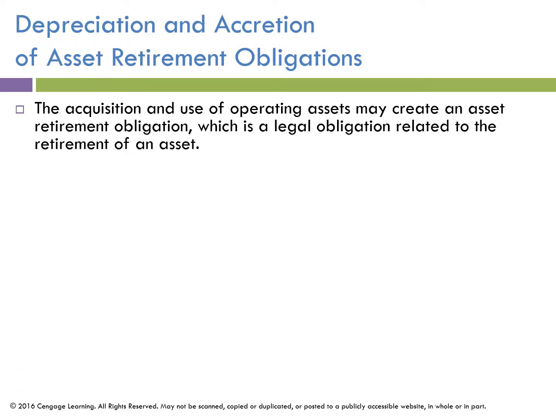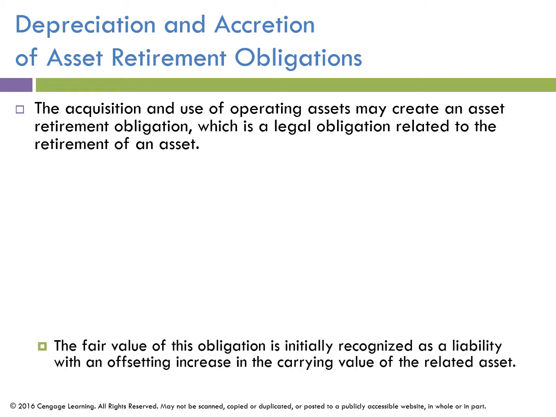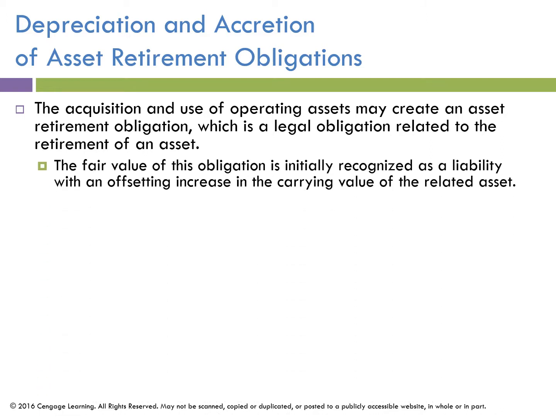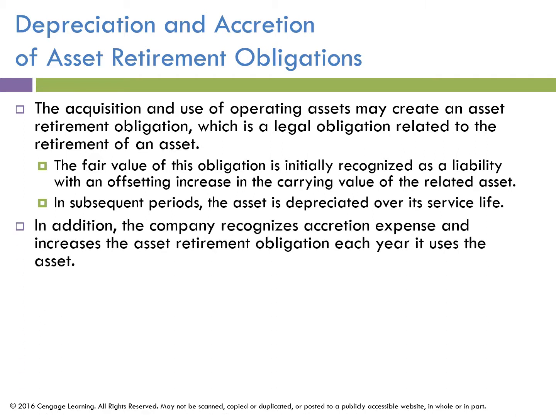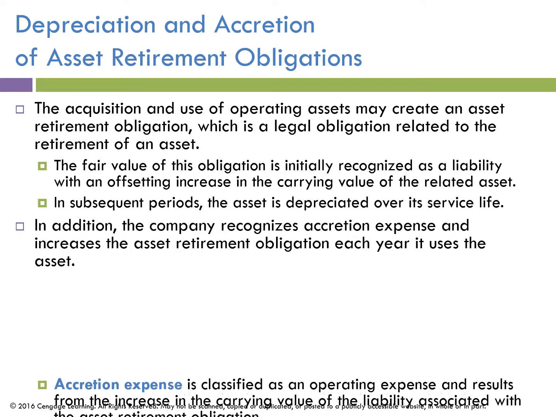The acquisition and use of operating assets may create an asset retirement obligation, which is a legal obligation related to the retirement of an asset. The fair value of this obligation is initially recognized as a liability, with an offsetting increase in the carrying value of the related asset. This is not something that always happens. In subsequent periods, the asset is depreciated over its service life. The company recognizes accretion expense and increases the asset retirement obligation each year it uses the asset.